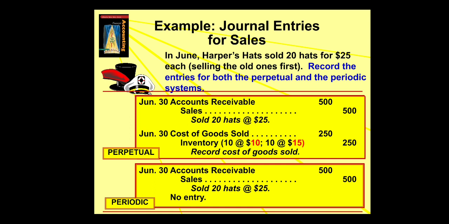At the same time, the business has to debit account cost of goods sold. Remember that when the business sells something, you have to update the account inventory. Also, you have to debit account cost of goods sold.